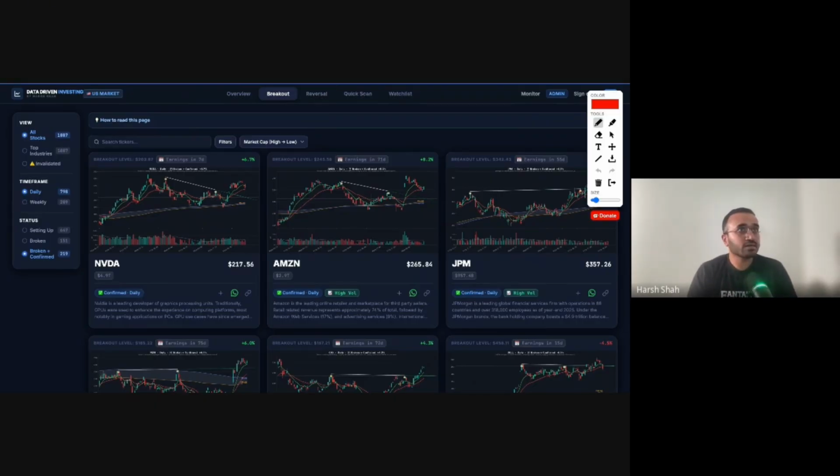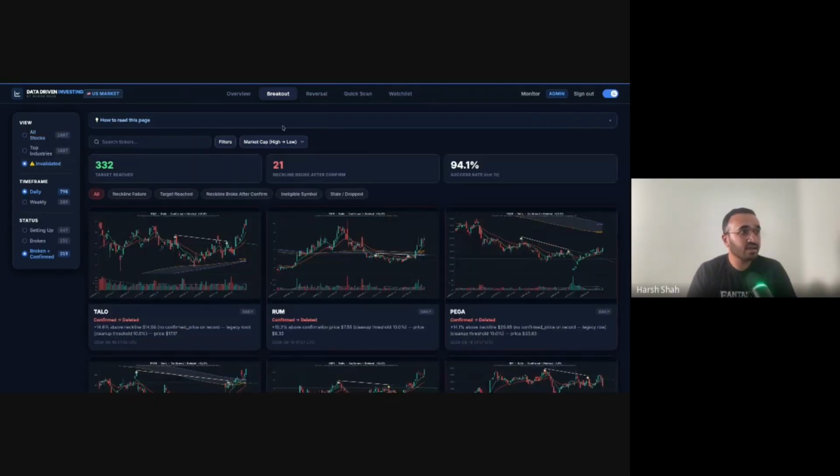Before we move to questions, this is something that I added lately, and this is just to see how accurate the scanner is right now. If I look at it, this is just on the last 7-day basis. Once the setup has entered the broken and confirmed zone, 94% of the setups move at least 10% from that zone. This is what the data is telling me right now.